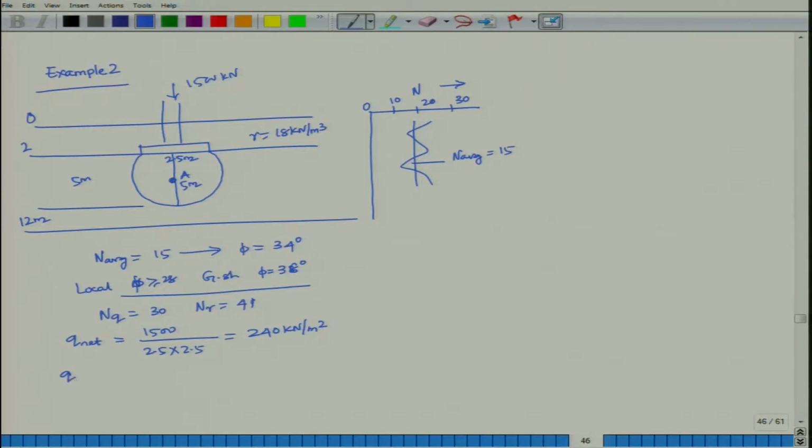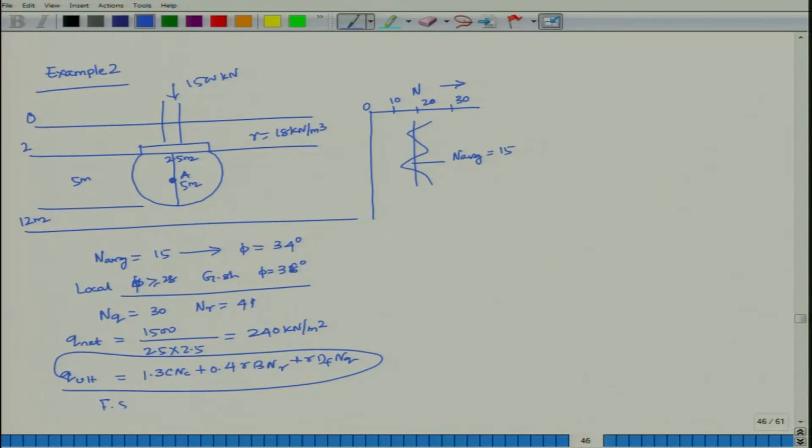So, what is your ultimate bearing capacity? Ultimate bearing capacity Q ultimate, because it is a square, 1.3 CNC plus 0.4 gamma B N gamma, sorry, for a square it is 1.3 CNC plus gamma B N gamma plus gamma DF NQ. You can calculate from here. Then you can calculate your factor of safety, which is greater than 2.5. Then you go for your settlement.